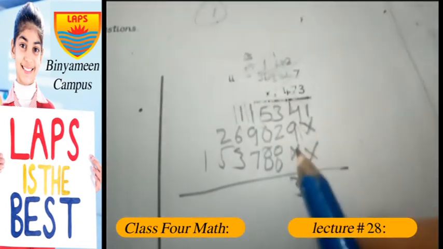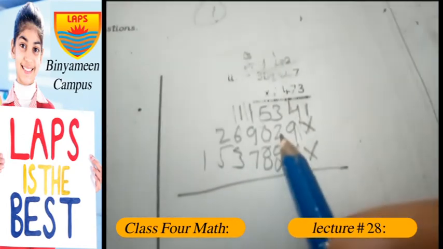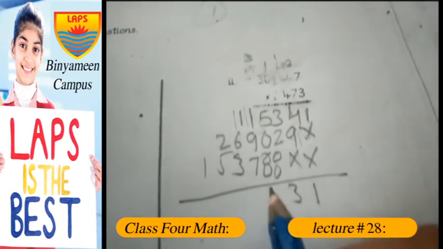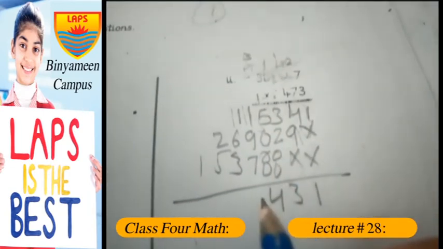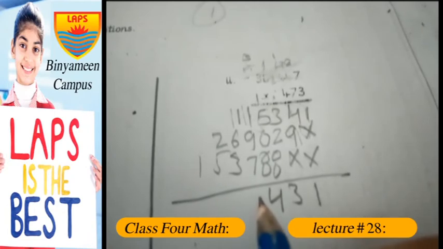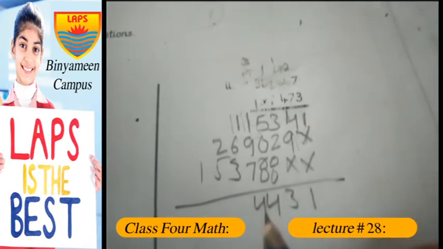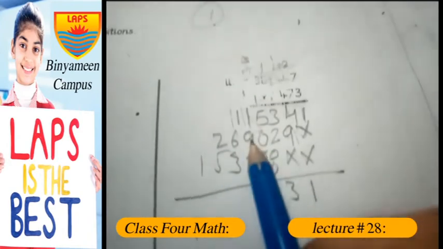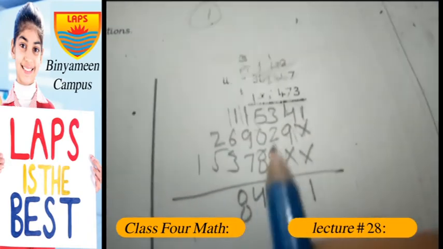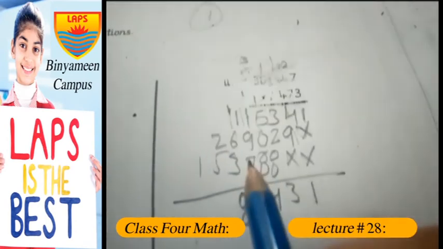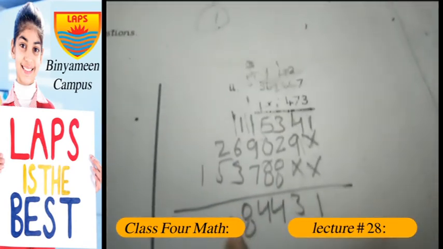Now we have to add these values. 1 here, 4 and 9 makes 13, 1 carry here. 3 and 1 makes 4, 4 and 2 makes 6 and 8 makes 14, 1 here. 5 and 1 makes 6, 6 and 8 makes 14, 1 carried here. 9 and 1 makes 10 and 1 makes 11, 11 and 7 makes 18.